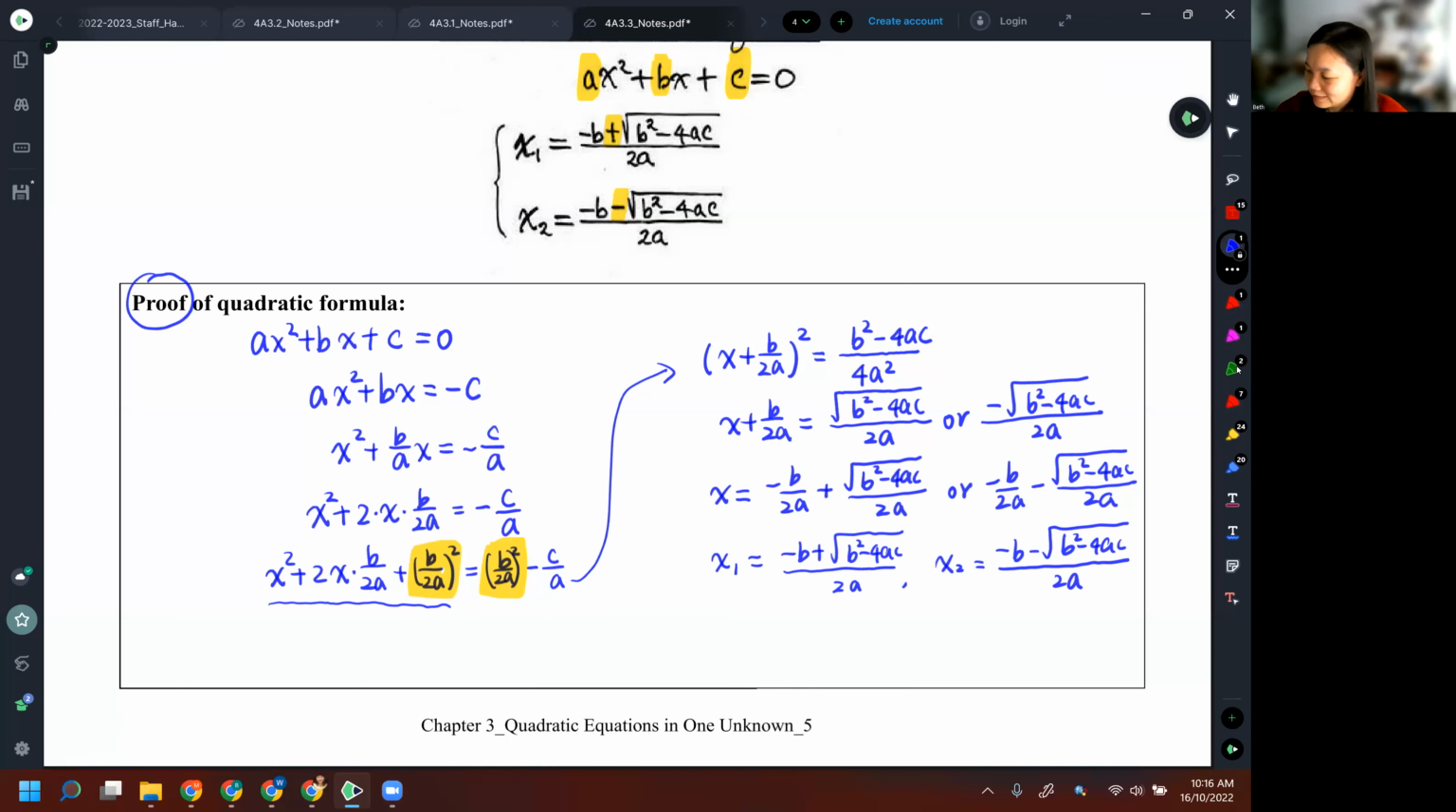Okay? Now, let me count. 1, 2, 3, 4, 5, 6, 7, 8. Now, through eight steps, we obtain the formula. If you can understand this process, that's great. If you cannot fully understand, maybe try a few times. Okay? Now I'm going to show you how to apply this formula. The applying part is very satisfying.